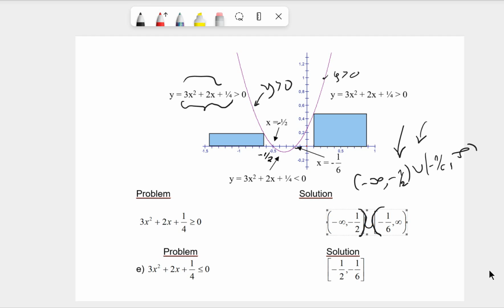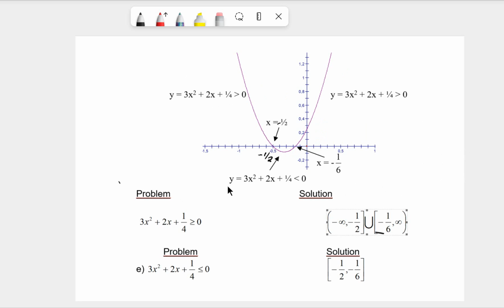Neither one of those is included. This is an open interval, and this is the closed one when you have equal here. This is called semi-closed. It is closed on the right because it includes the end, but it's open to the left, because minus infinity is not a number. This is the way to solve inequalities using the graph of the parabola.